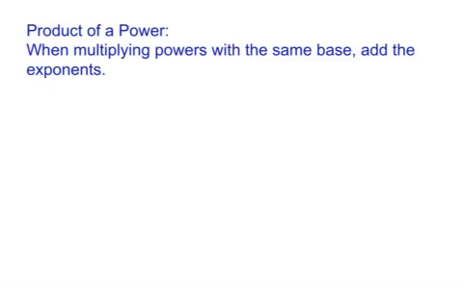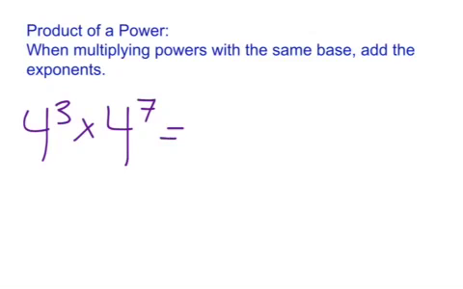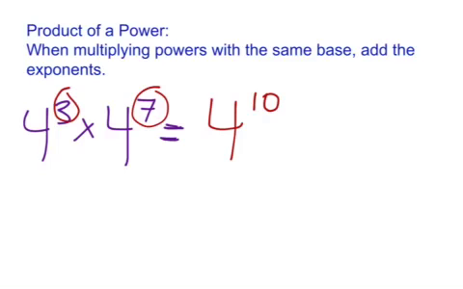When multiplying powers with the same base, add the exponents. So here's a simple example of that. You have 4 to the power of 3 times 4 to the power of 7. So to combine these powers together, we add their exponents. So 3 plus 7 is 10, and the base stays the same.